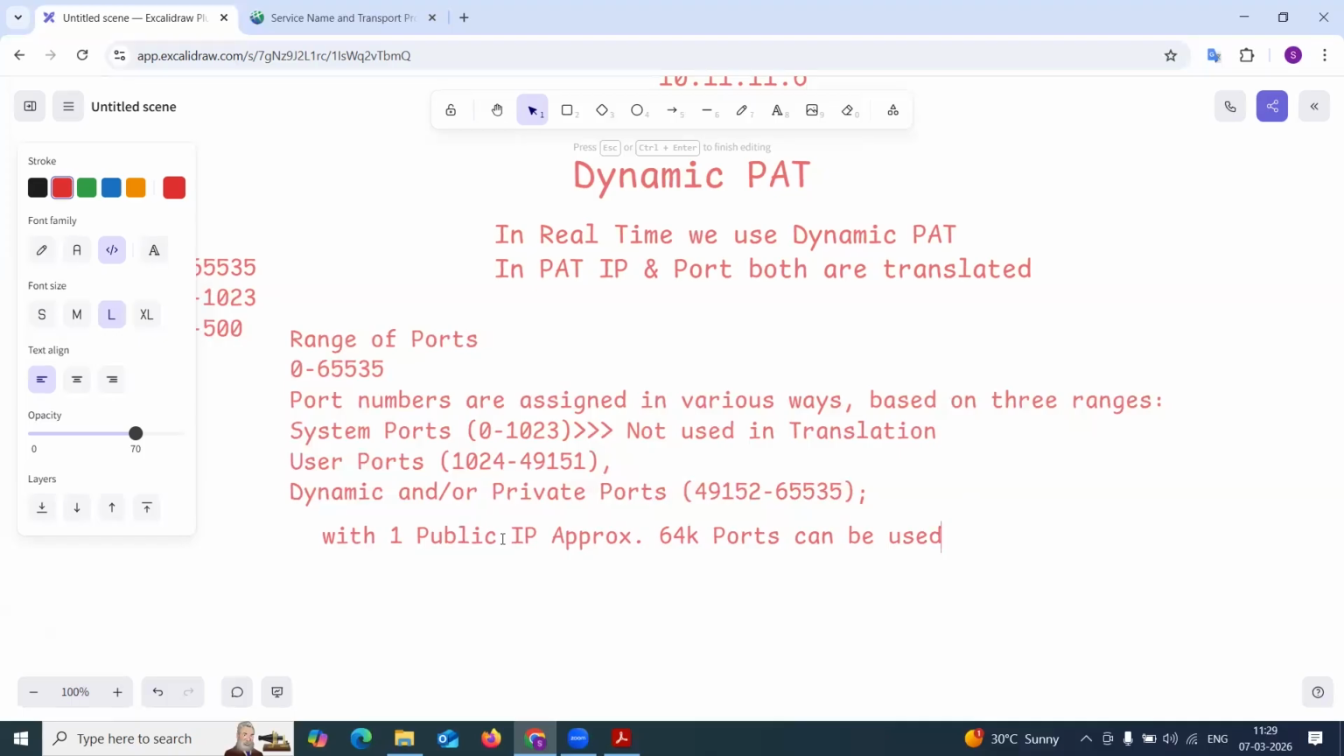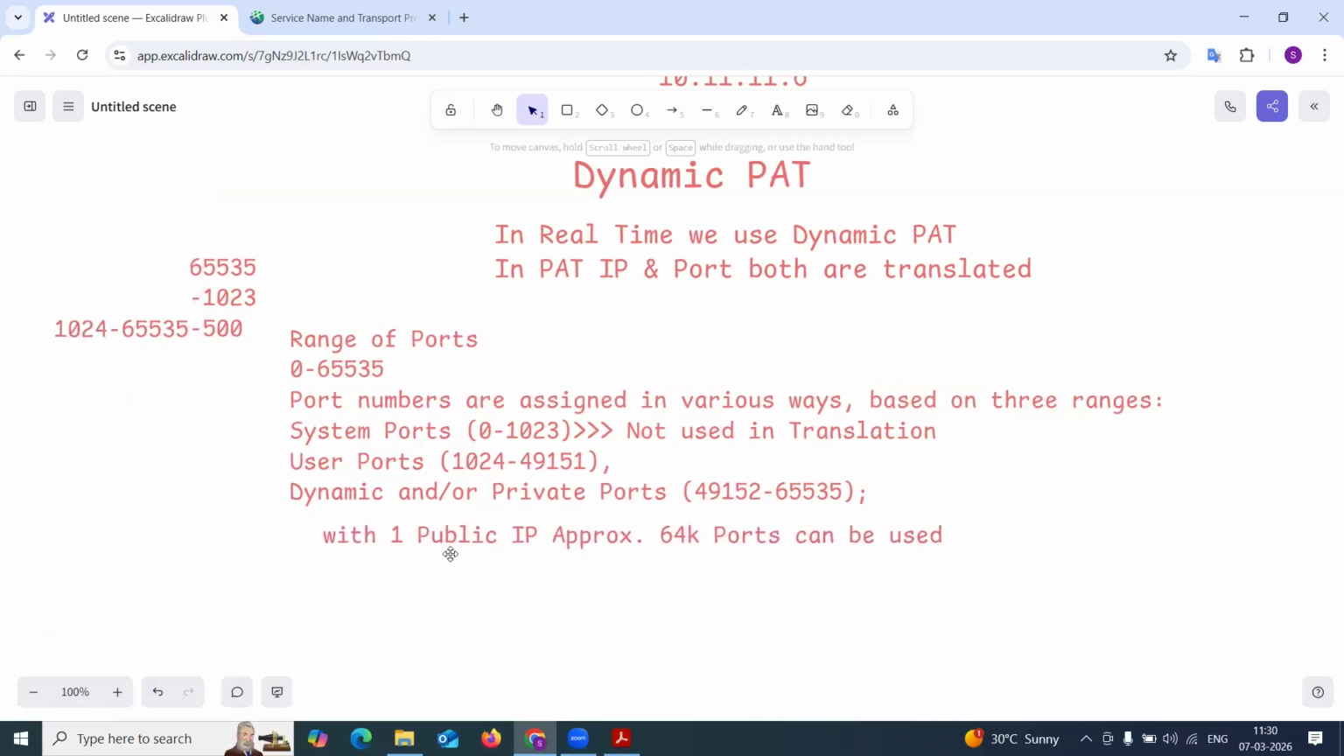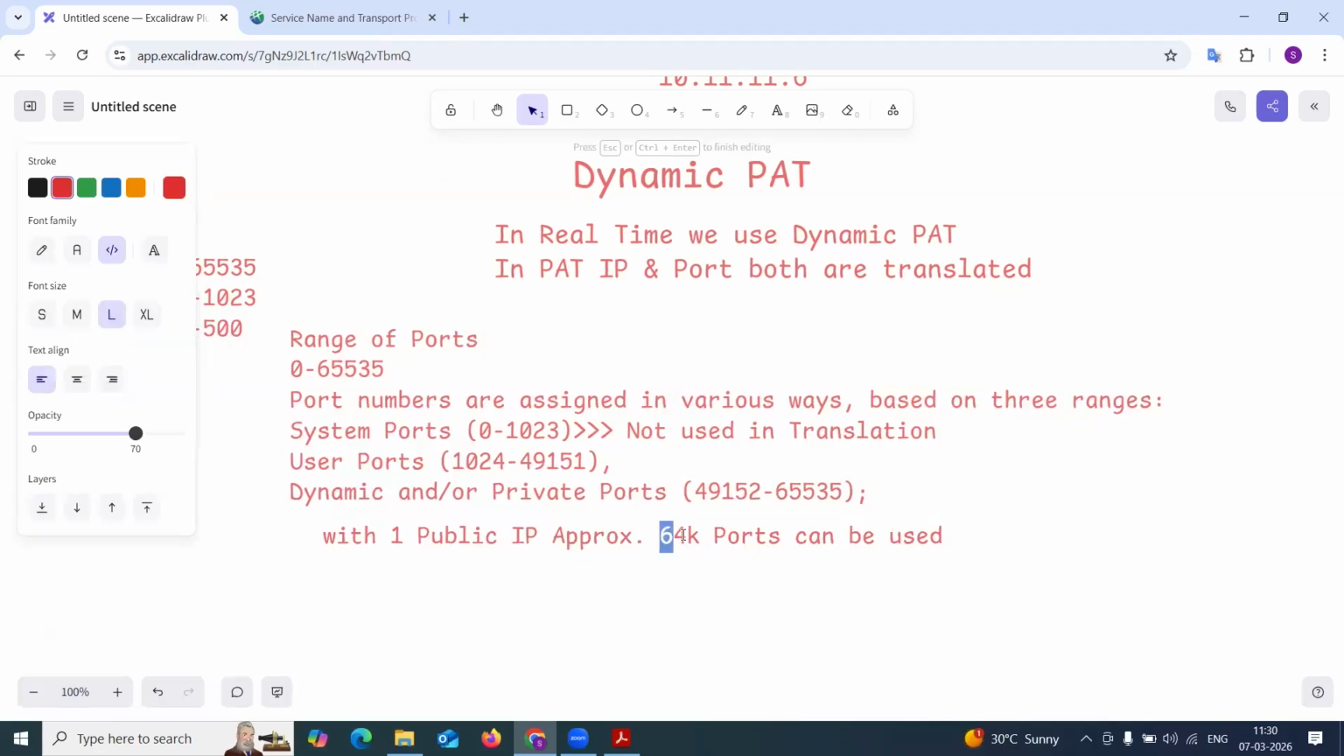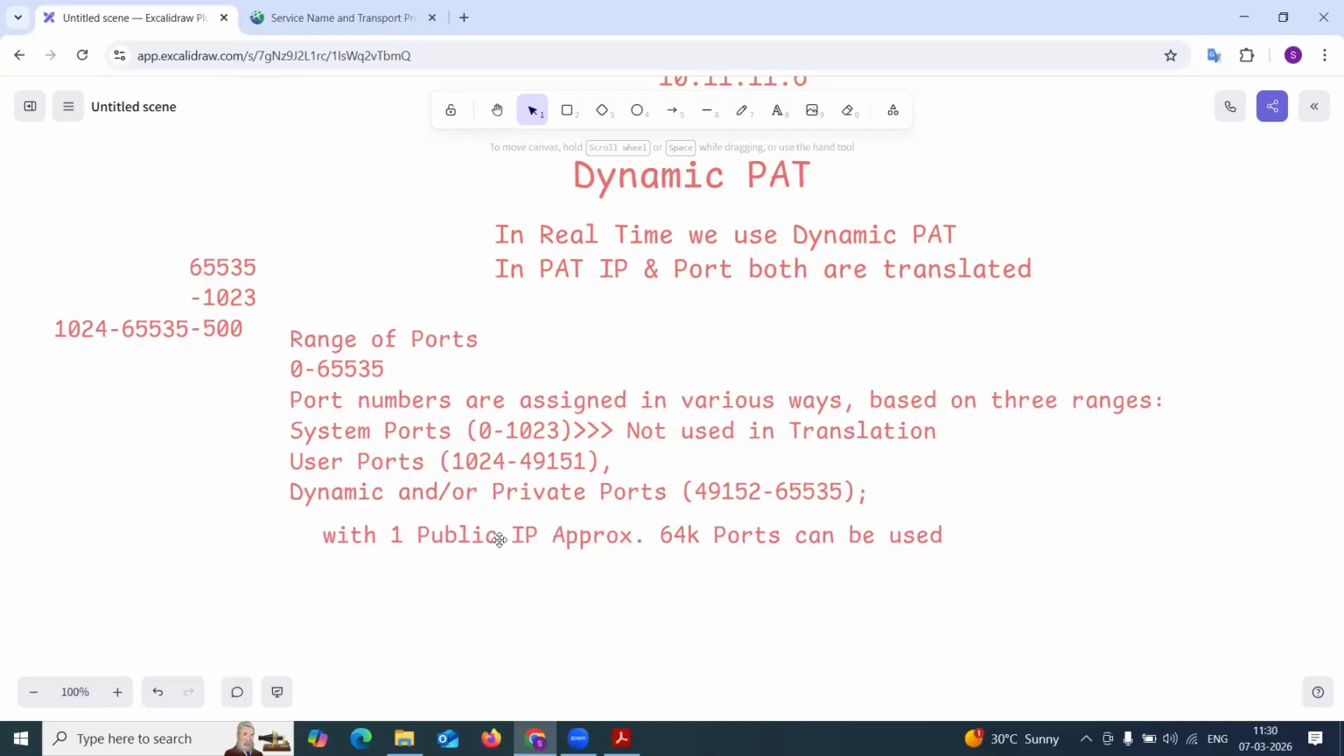Now there are two, three tricky questions over here. Try understanding the tricky questions. Tricky questions can be: with one public IP, how many ports can be used? They'll give you the option of 65,535, they'll give you the option of 64K, 64,000, and some other ranges of port numbers. In such cases, you have to choose 64K as the correct answer. In an interview, if they ask you to justify why 64K, then this is the reason you should tell.